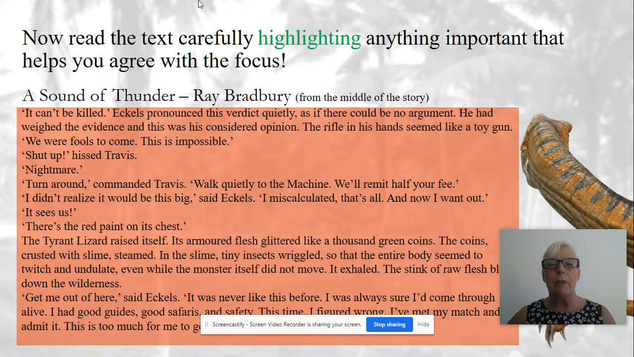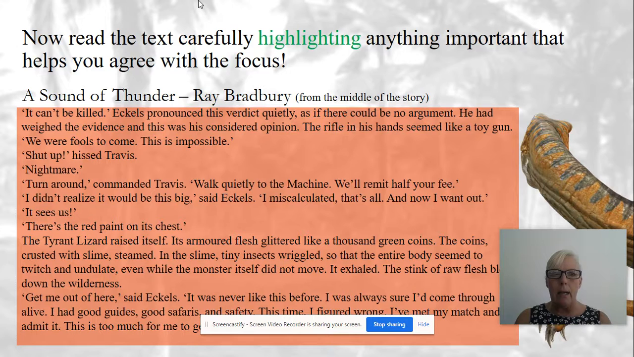A Sound of Thunder from Ray Bradbury. It's from the middle of the story. "It can't be killed," Eccles pronounced this verdict quietly, as if there could be no argument. He had weighed the evidence, and this was his considered opinion. The rifle in his hand seemed like a toy gun. "We were fools to come. This is impossible." "Shut up," hissed Travis. "Nightmare." "Turn around," commanded Travis. "Walk quietly to the machine. We'll remit half your fee." "I didn't realise it would be this big," said Eccles. "I miscalculated, that's all, and now I want out."